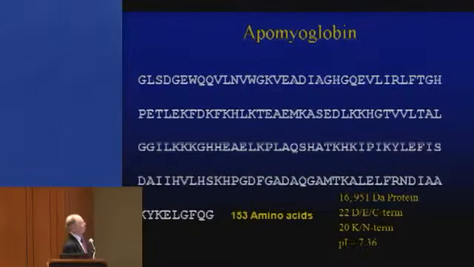All right, so here's apomyoglobin. It's a standard protein. It has 153 amino acids, 17,000 molecular weight. 20 of them are basic, and 22 of them are acidic. And they're pretty evenly distributed. So if you want to play with a model, this is a pretty good one.